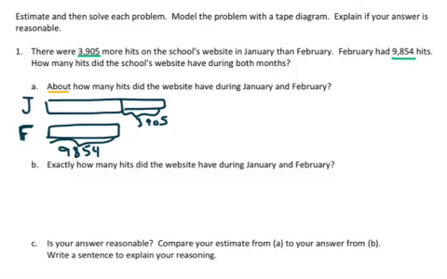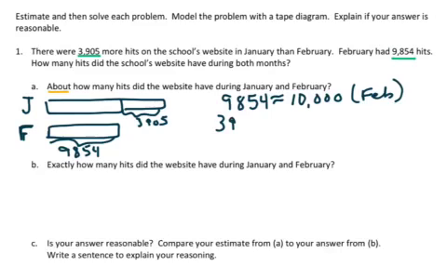So January, now I'm going to go ahead and take a look at my numbers, and I'm going to go ahead and do some rounding. So in February, 9,854, we're going to say that's about 10,000. Okay? And this is for February. And then January had 10,000 plus 3,905, and I'm going to round that. Let me just put that over here. I'm going to say that's about 4,000. Okay. So January would be 14,000.